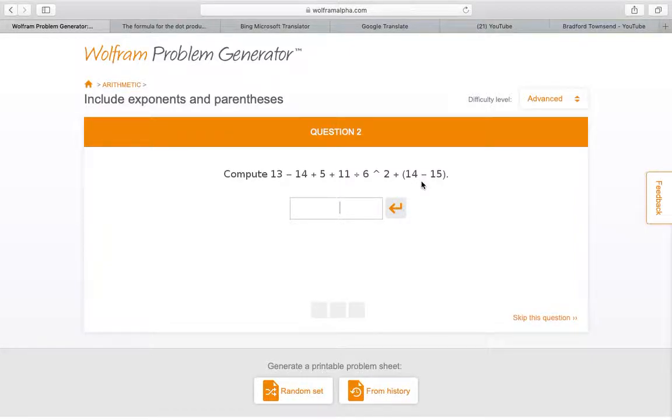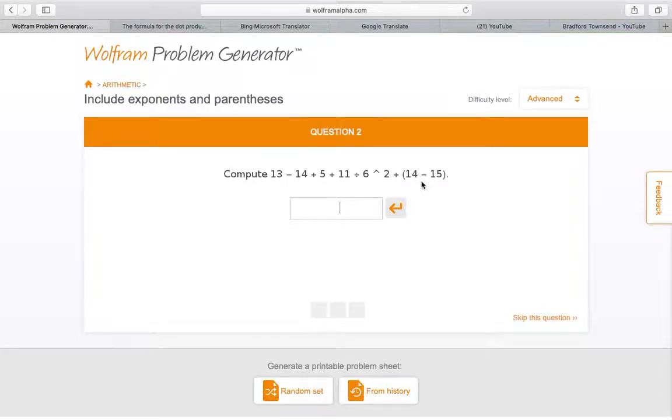Okay, so if we look here, we got 13 minus 14 plus 5 plus 11 divided by 36 minus 1. Well, division is the highest precedence of the operators left. So let's go ahead and do that. I get 13 minus 14 plus 5 plus 11 over 36 minus 1. All right. So now we have orders of operations with a fraction.